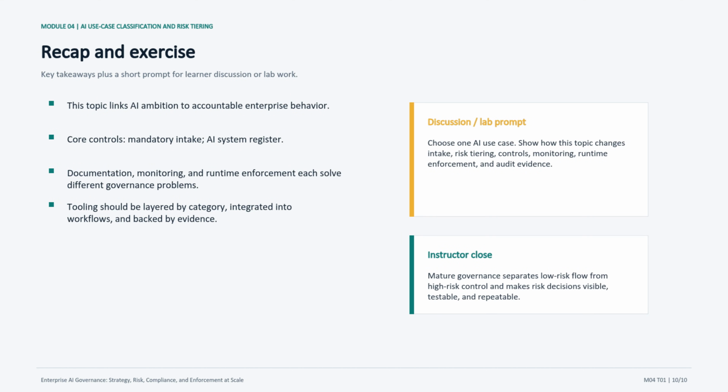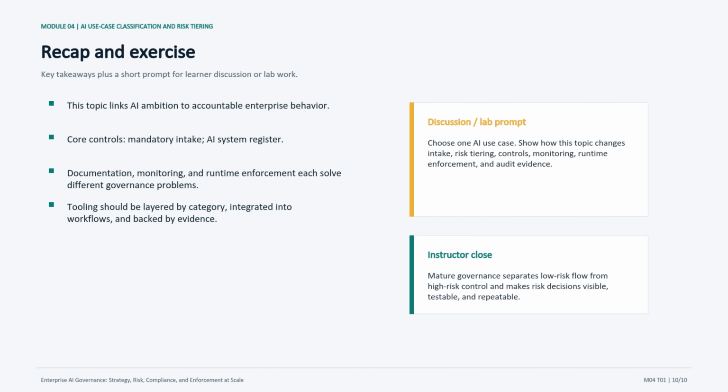To close this deck, I would bring the class back to the central message: use case inventory and AI system register links AI ambition to accountable enterprise behavior. It is not separate from delivery, it is how delivery becomes safe, compliant, and repeatable. The takeaways summarize the operating logic: know the controls, separate documentation from monitoring and runtime enforcement, and choose tools that support the workflow and evidence model.